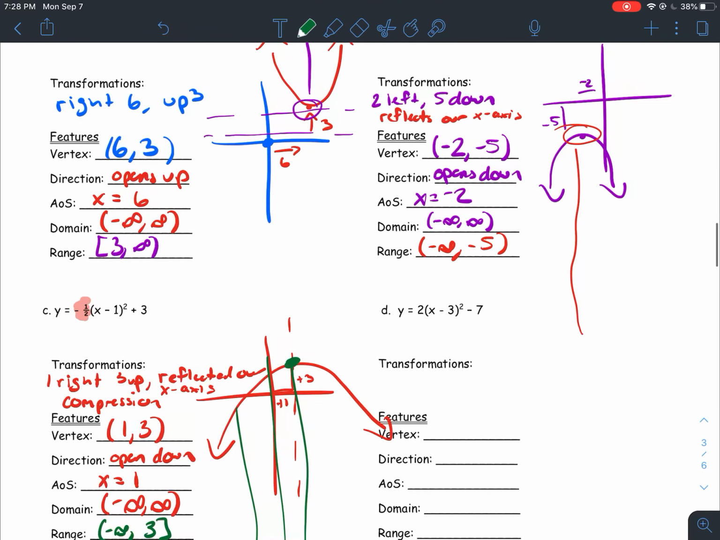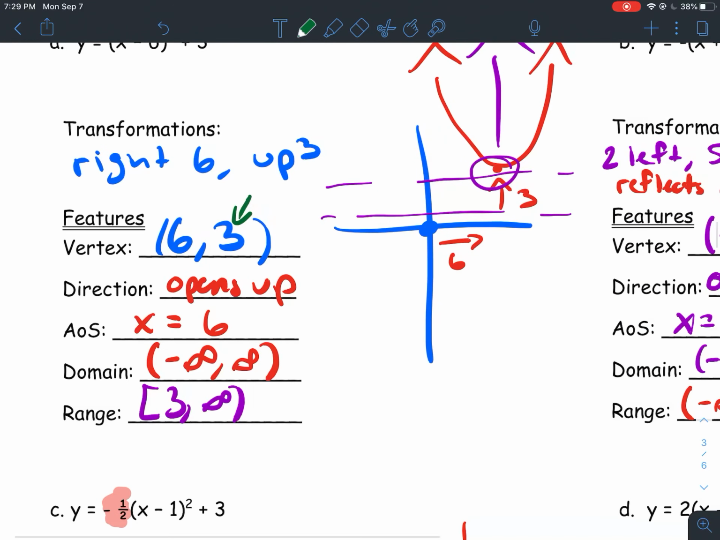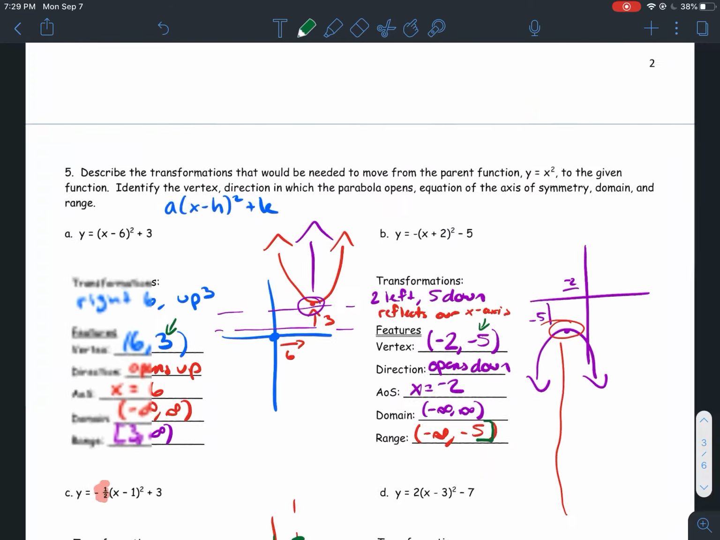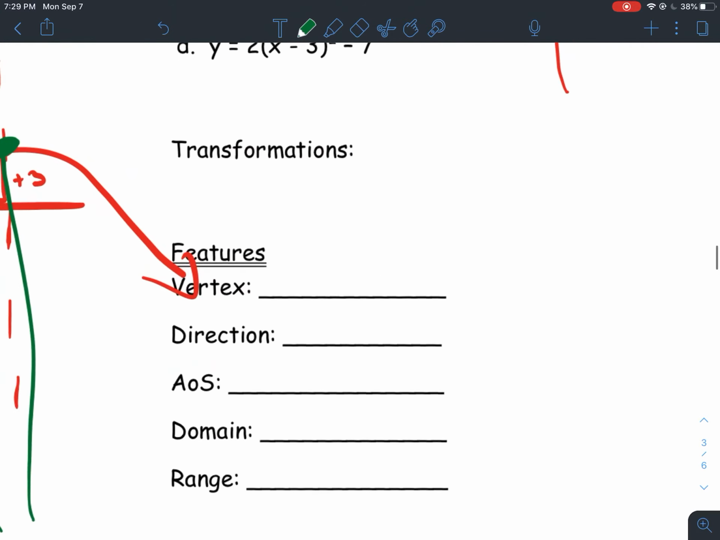Notice how the range always includes some portion of the vertex. You have to pay attention to whether it opens up or down, and that tells you what infinity it's going to be. So if it opens up, it's going to go to positive infinity. If it opens down, it's going to start at negative infinity and then end at your point. It should be a closed bracket.